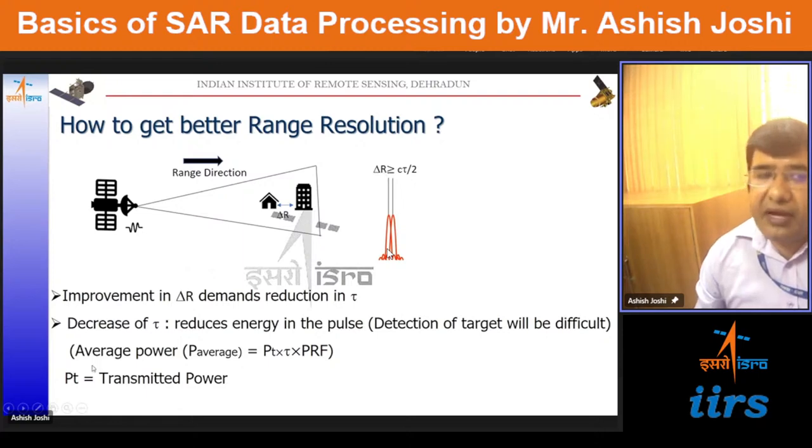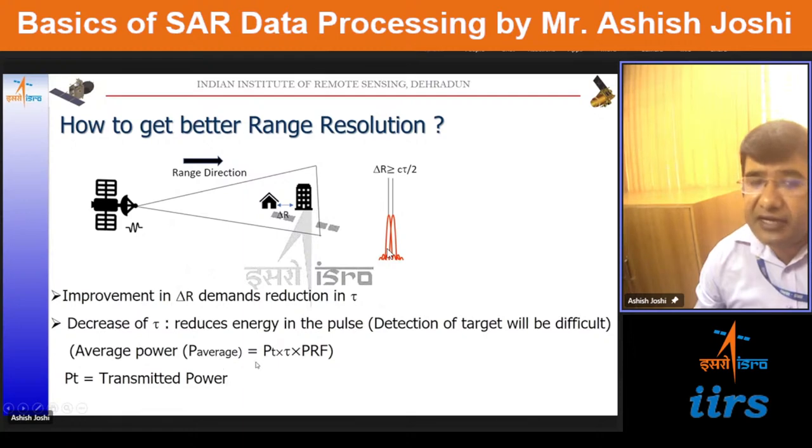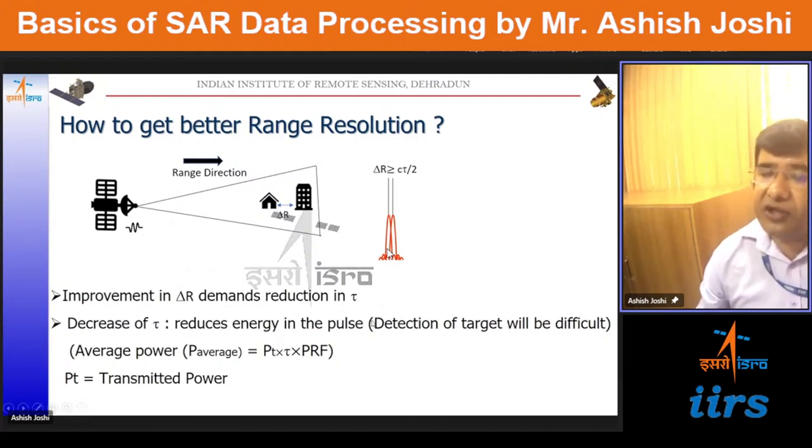But if we decrease this tau, it will reduce the energy in the pulses, and detection of the target will be difficult because the average power will decrease. The average power is given by the transmitted power times tau times the PRF: how often we repeat the signal transmission, what the pulse width is, and what the transmitting power is. So if we decrease tau, the average power will decrease and detection will be worse. So decreasing tau will not solve the purpose.